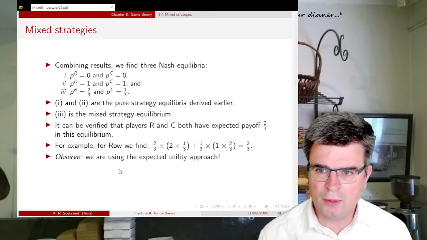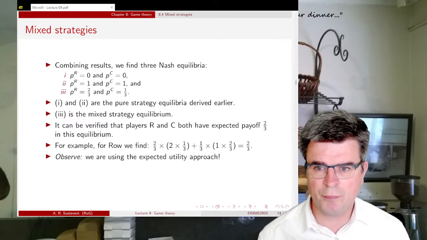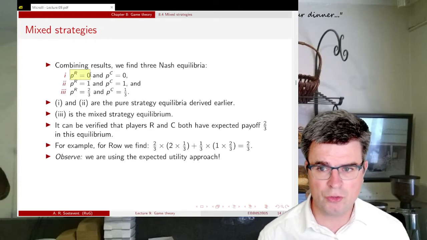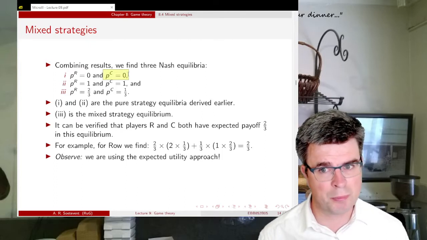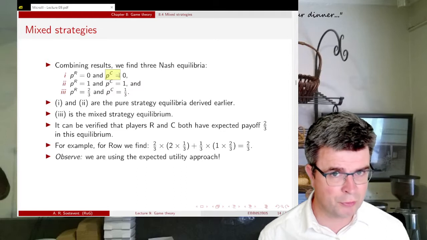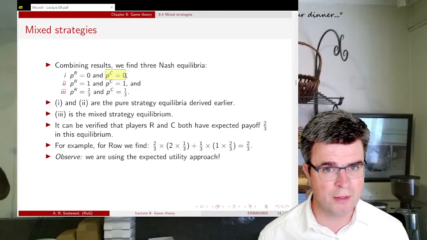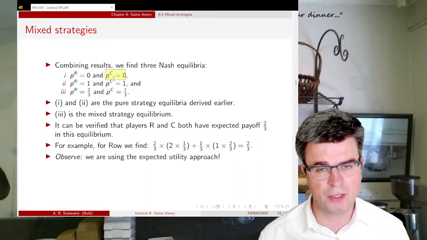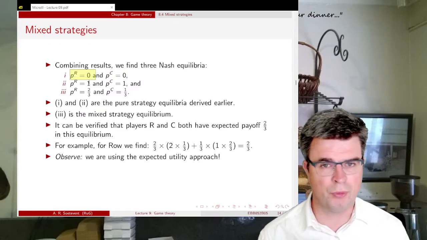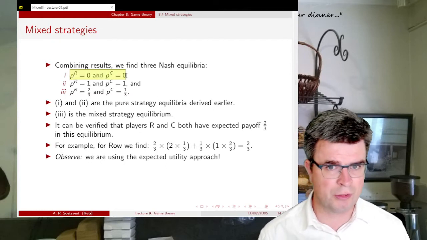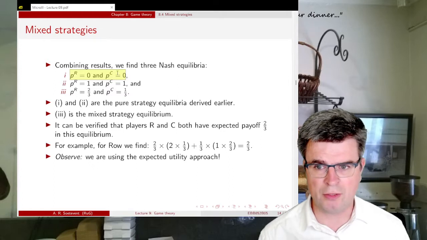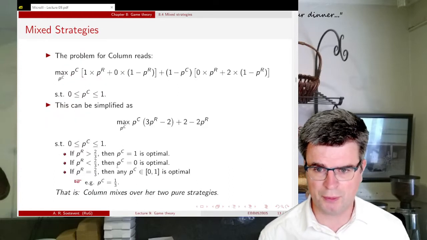So combining the results, this is what we find. If the row player chooses Italy with probability 0, it's optimal for the column player to choose Italy also with probability 0, and vice versa. If the column player chooses Italy with probability 0, so certainly the column player decides for Sweden, then it's optimal for the row player also to decide for Sweden. So this is the first equilibrium in pure strategies, and it's consistent with this one.